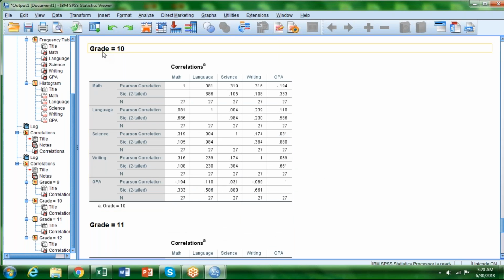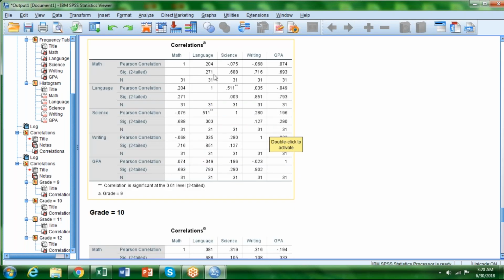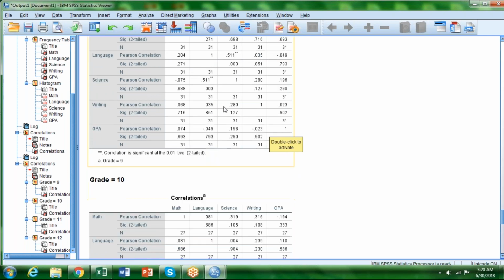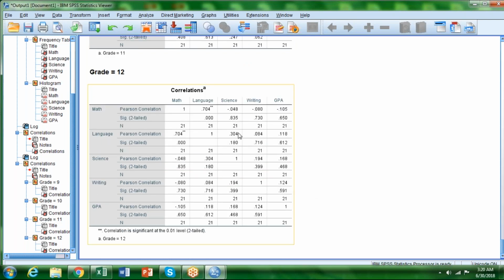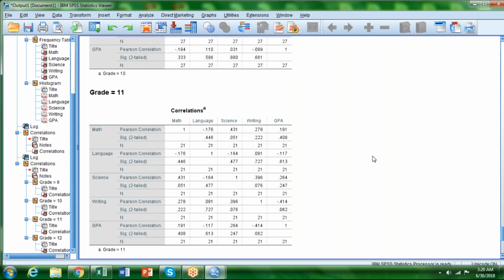And in grade 10, look, there's only a 0.081, which is not statistically significant. And then in 9th grade also 0.204. So what that tells you is that it's the 12th grade test that's giving you all of the correlation between the math and the language test. And there's not a lot of correlation in the other grade levels.